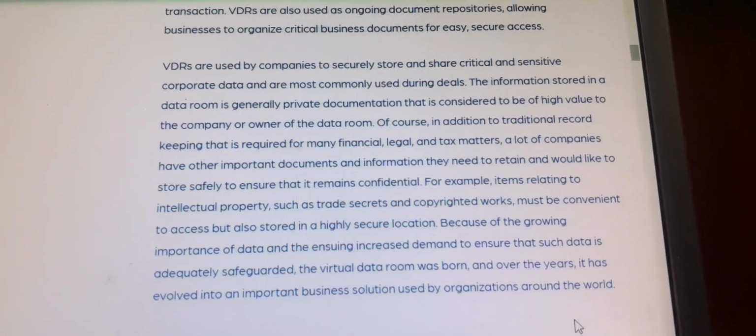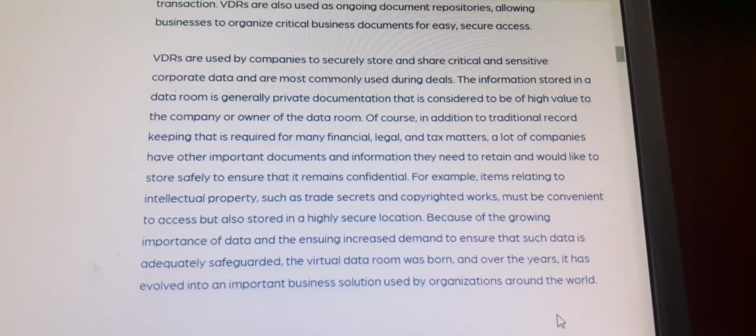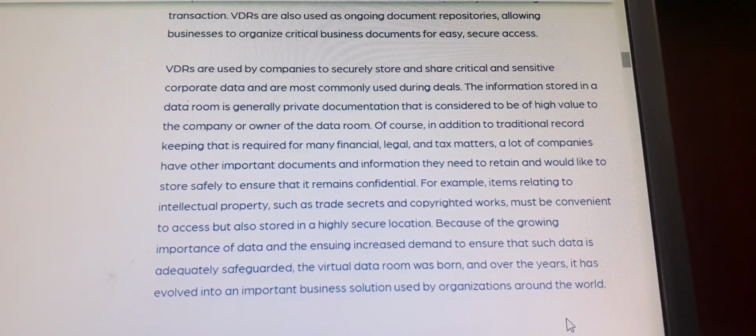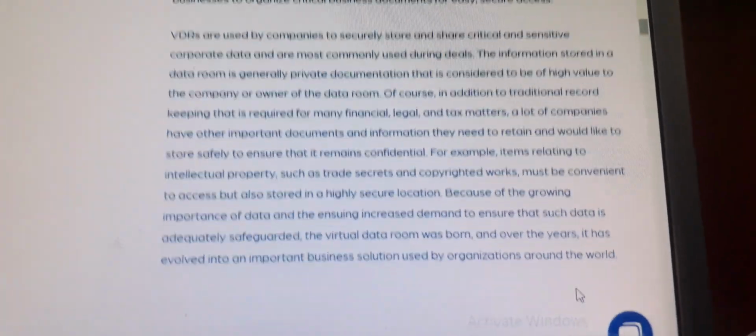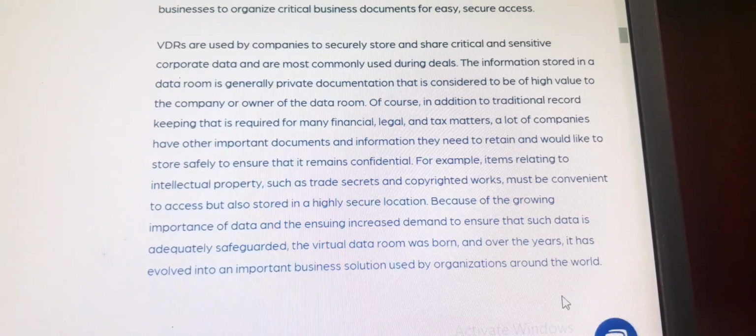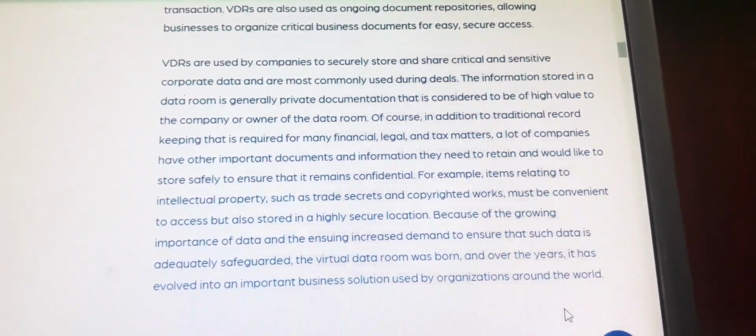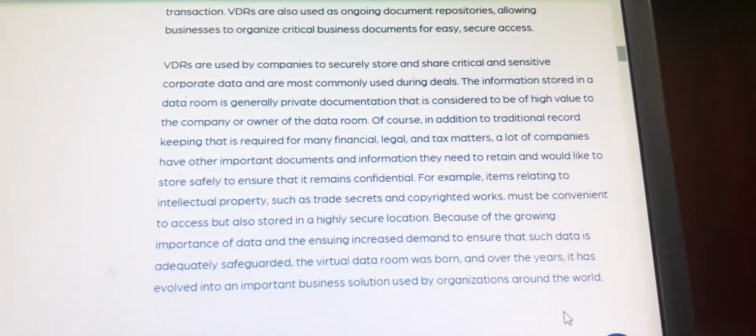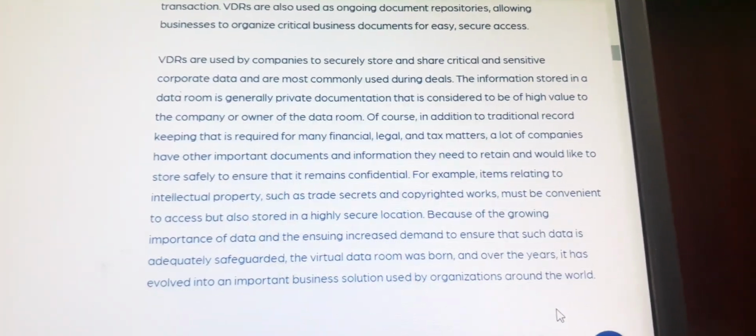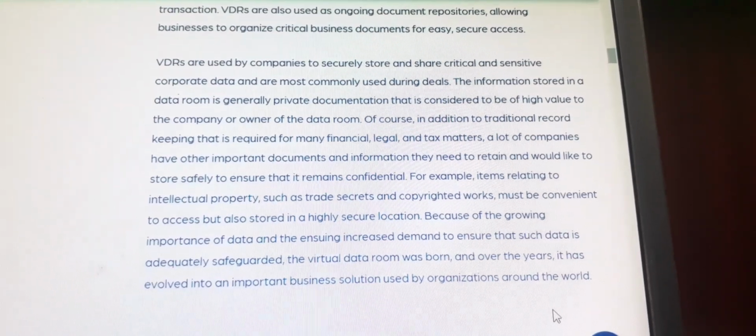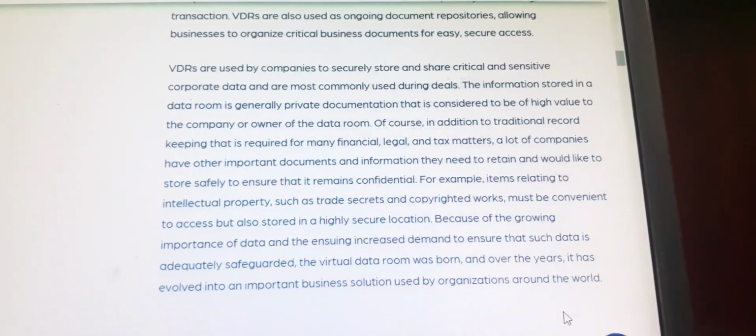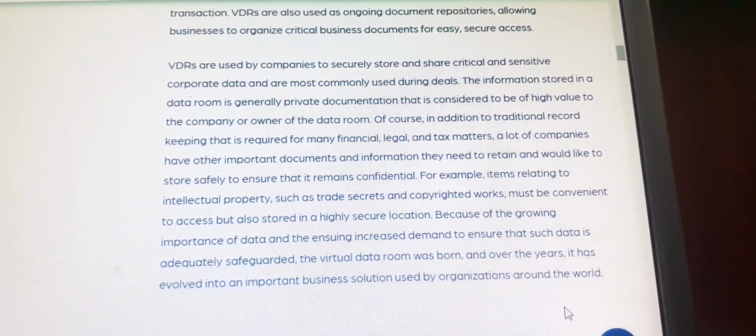VDRs are used by companies to secure, store, and share critical and sensitive data. Critical and sensitive data are most commonly used during deals. The information stored in a data room is generally documentation that is considered to be high value to the company or owner of the data room.